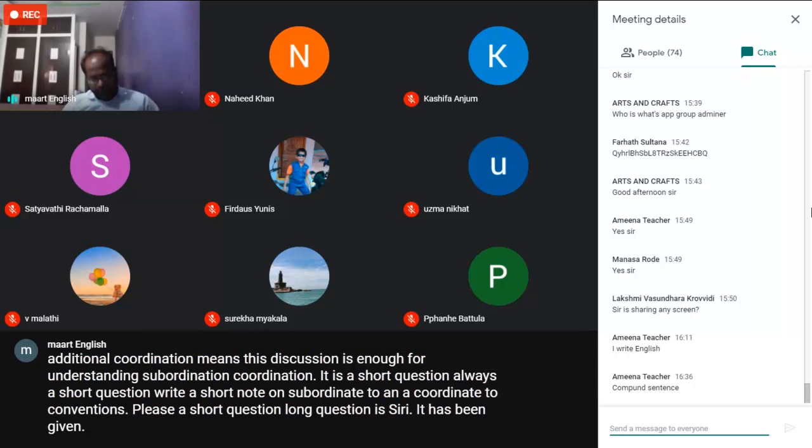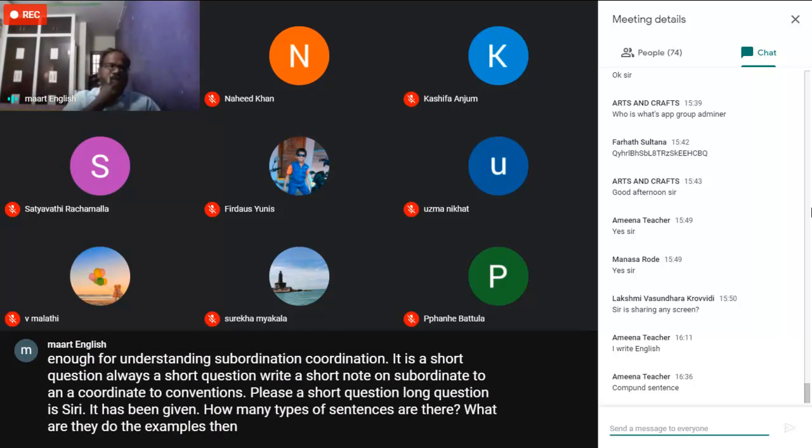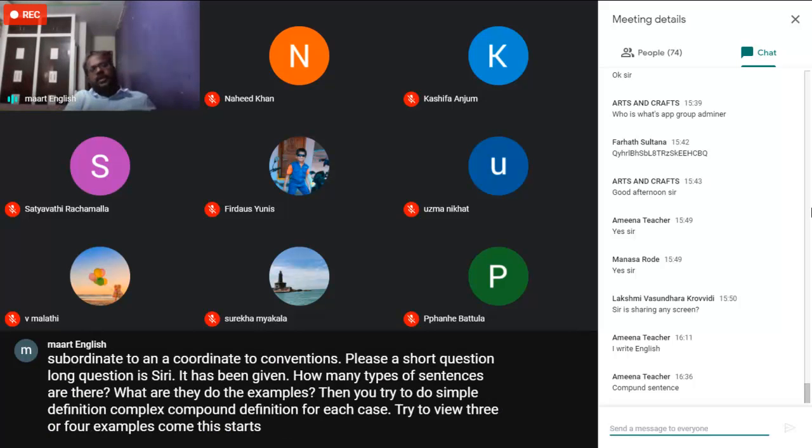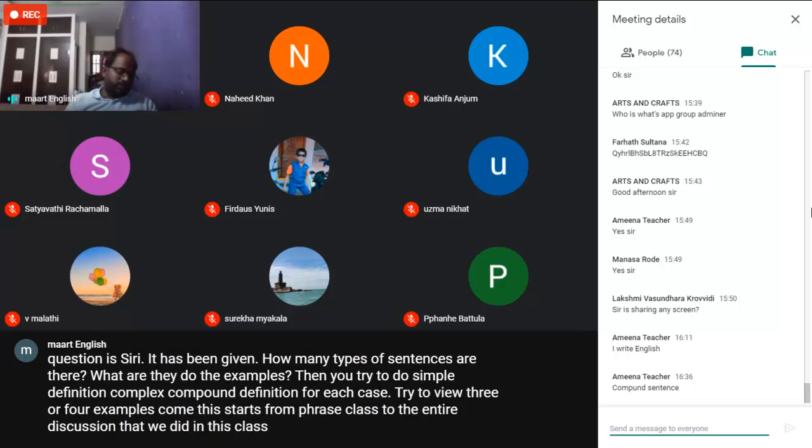How many types of sentences are there? What are they? Give the examples. Then try to give simple, complex and compound definitions. For each case, try to give 3 or 4 examples. Start from the phrase class to the entire discussion that we did in this class.